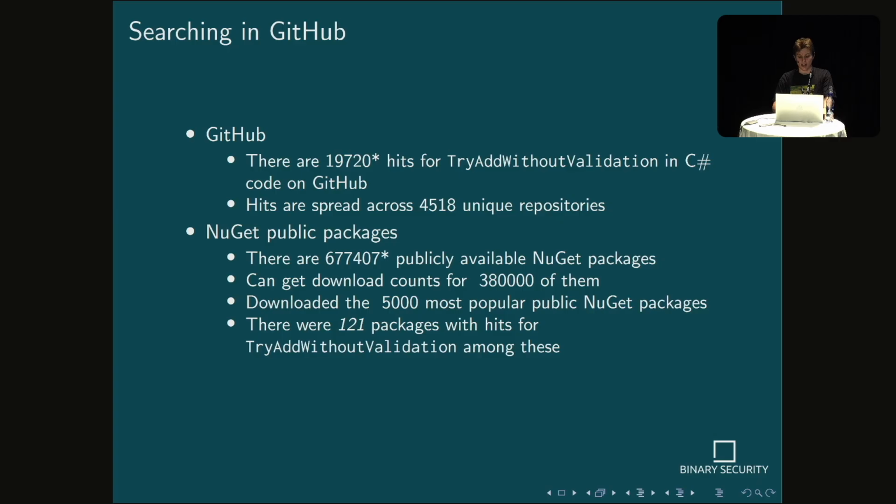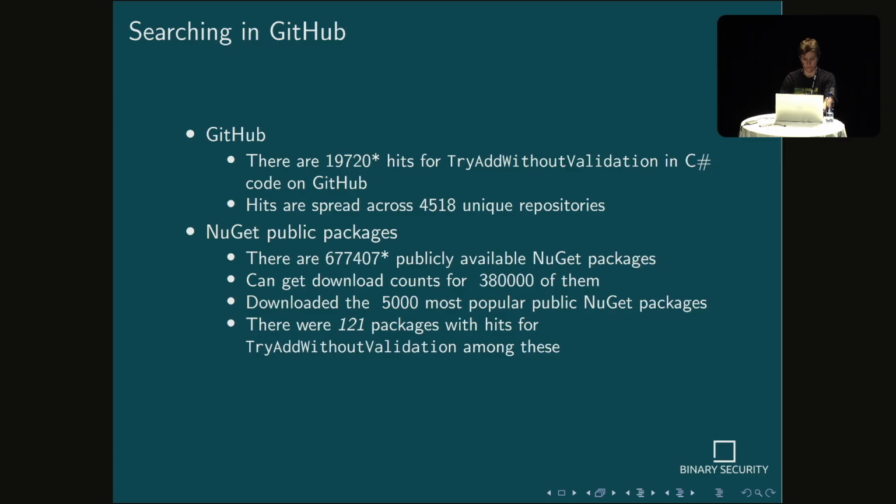So out of these, I sorted on number of downloads, and I looked at the 5,000 most popular public NuGet packages, downloaded each of them, decompiled them, and then did a string search for try_add_without_validation. And out of these, there were 121 packages with hits. I haven't written the number, but there's multiple hits per package here as well. So you end up with individual hits more than that, but 121 unique packages. Also, there's quite a bit of overlap between these packages and the GitHub repos, because a lot of this is open source.